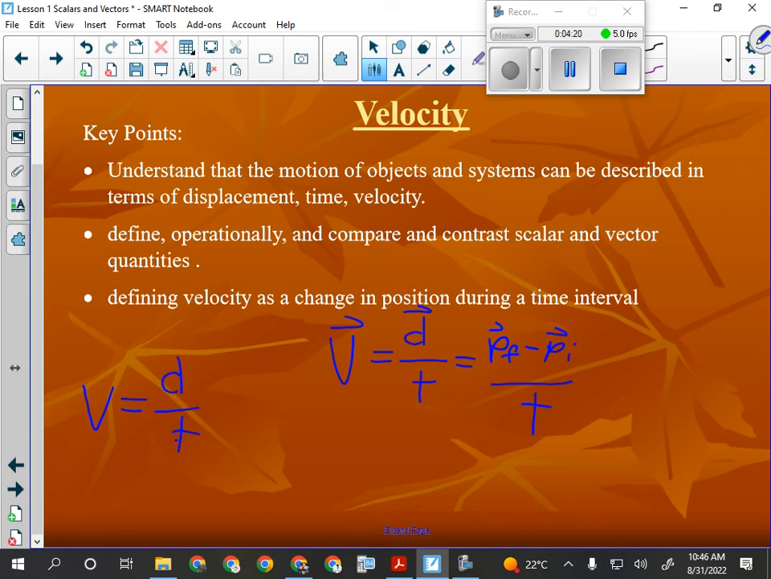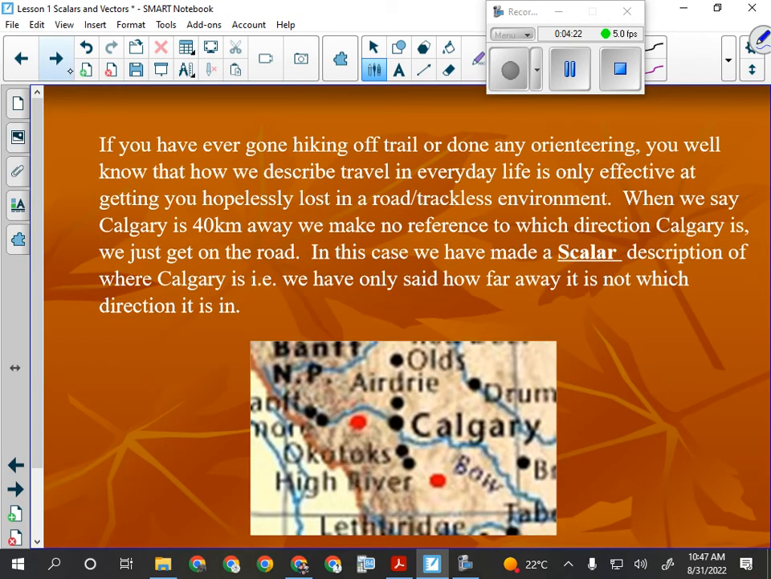Now, on that note, the way that we describe these kinds of quantities in real life is really messed up, especially in North America. Some of you are in my Science 10 class, so I asked you this question last year. If I were to ask you how far it is to Edmonton, what are you thinking right now? Pretty rare to get the answer 400 kilometers. People usually say time.